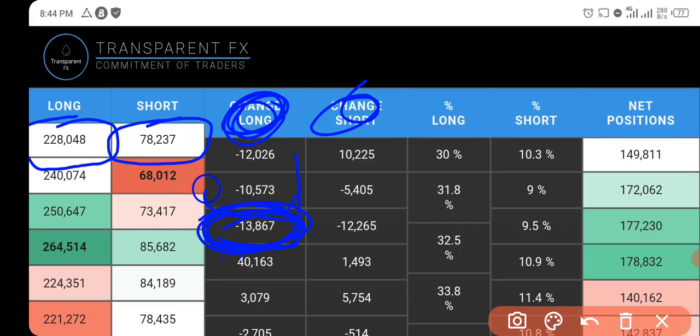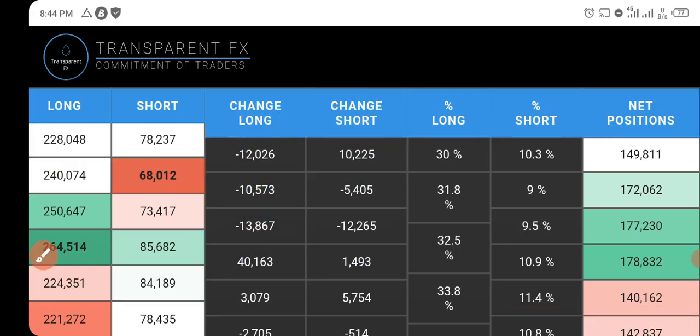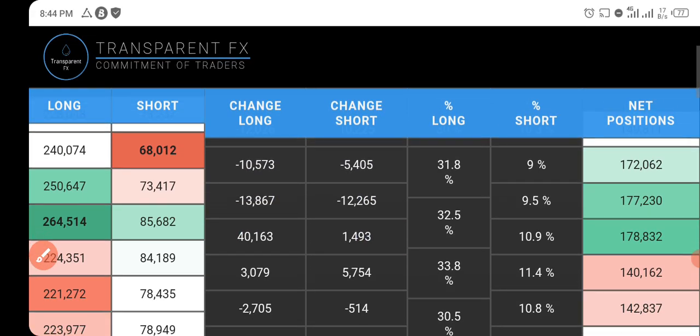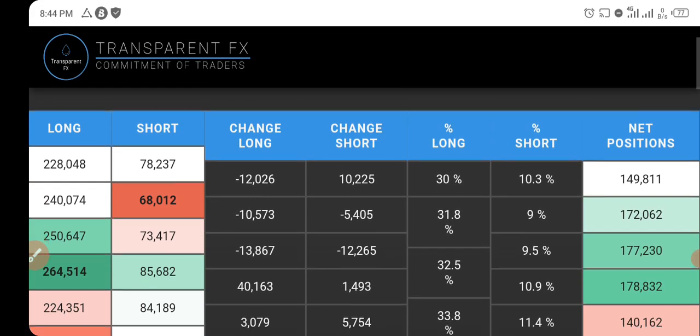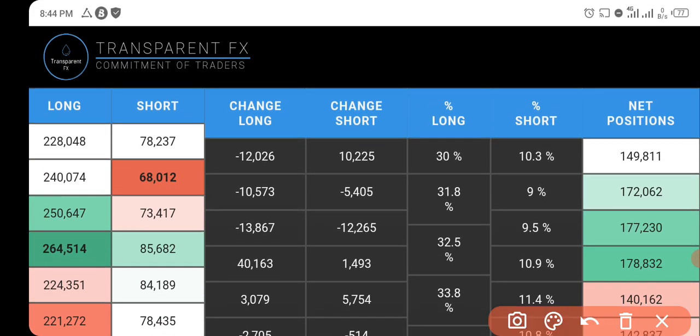Now they closed 10,000 longs here, and they closed 12,000 shorts. Sorry, 12,000 longs here, meaning the market is short term bearish, not long term. And here also they closed 12,000 shorts, closed 5,000 shorts, and opened 10,000 shorts, meaning the market is also short term bearish. Now if you check the net positions, like I told my students, the easiest way to check this data is to check the net positions here.